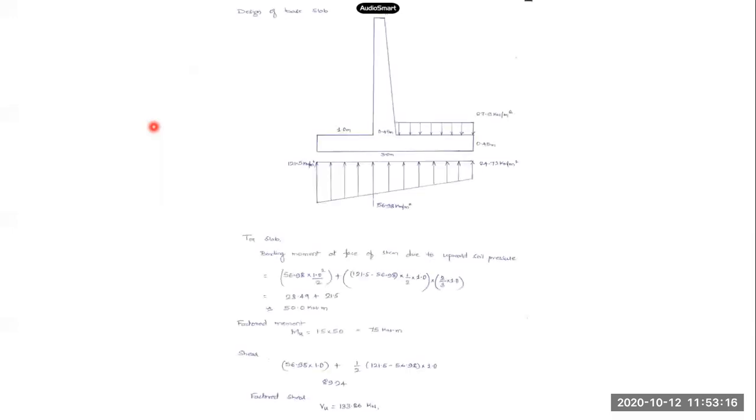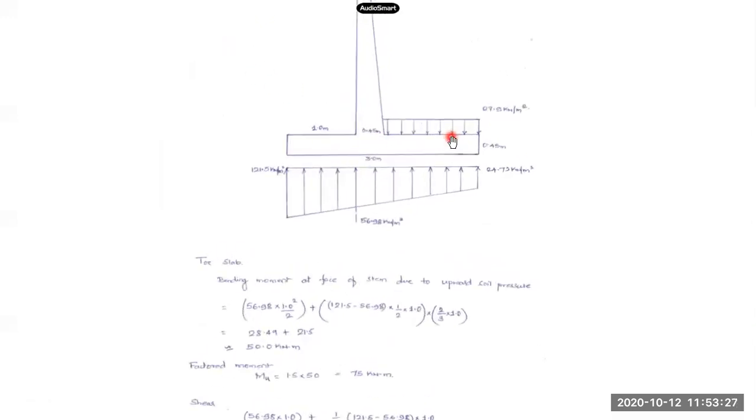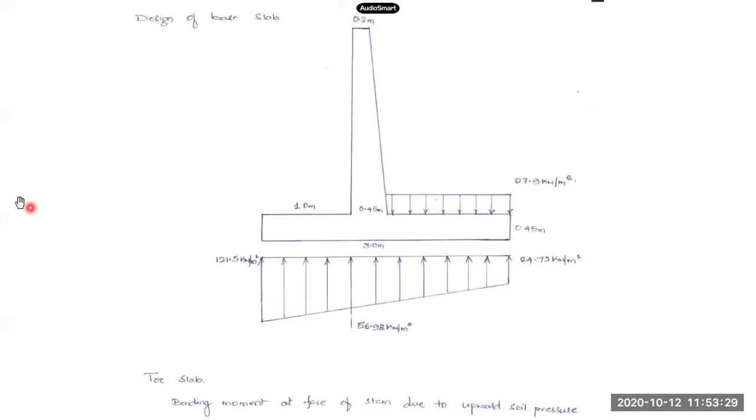Okay, so coming to the first design, that is the design of the base slab. Now what we'll do is take all the forces that will act on the base slab. I've shown the forces which are acting on the base slab. Before that, let me put one more thing over here, that is how this retaining wall will behave. Since we are trying to design it, I should know the behavior of this retaining wall. Then only can I provide the reinforcement in the proper position.